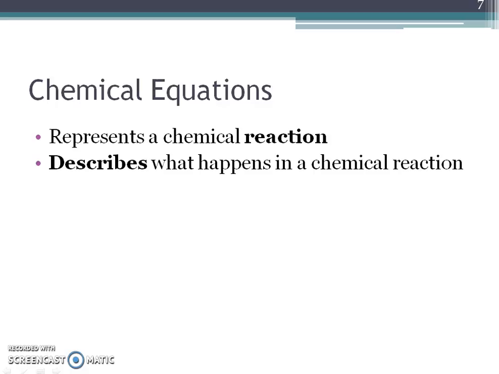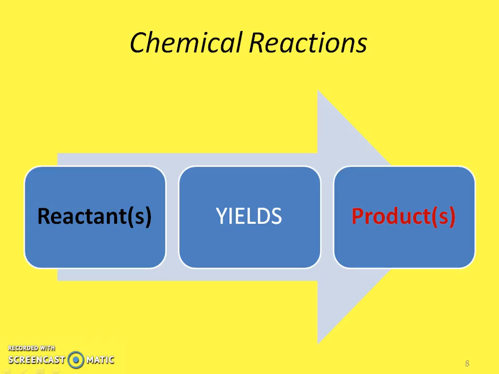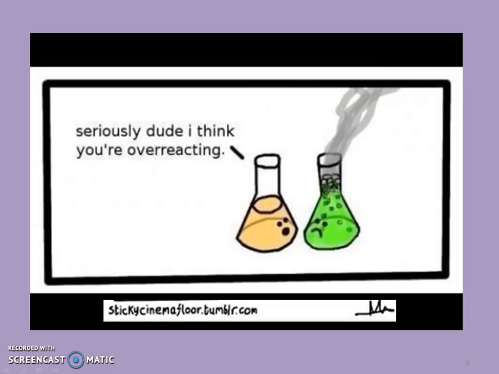So a chemical equation is the same as a chemical reaction, and it just describes what's going on in that reaction. So we always want to remember it's reactants yields products. Reactants yields products. So reactants are to the left of the arrow, and the products are to the right of the arrow.